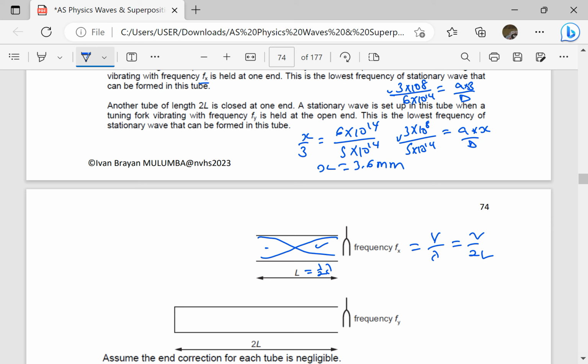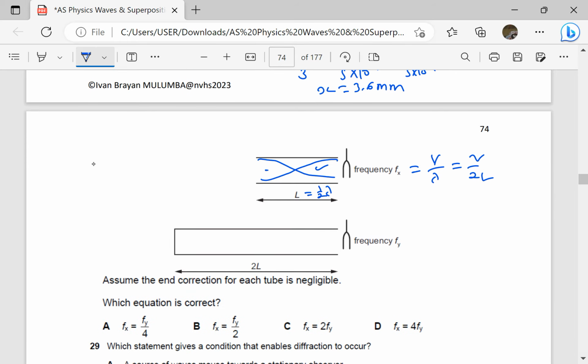Another tube of length 2L is closed at one end. A stationary wave is set up in this tube when a tuning fork vibrating with frequency Fy is held at the open end, this is the lowest frequency of a stationary wave that can be formed in this tube. So for the closed one, the lowest is going to be this one here. This is a quarter cycle. So 2L is equal to a quarter of wavelength. This means Fy is equal to V over wavelength, where wavelength is 4 times 2L, which is 8L. So this is going to be V over 8L.